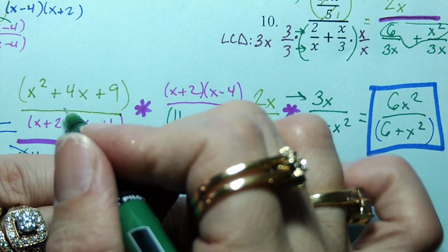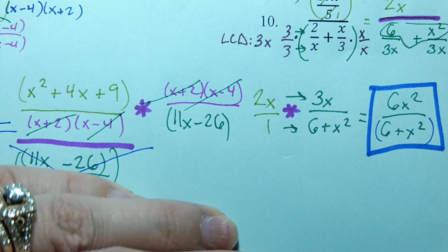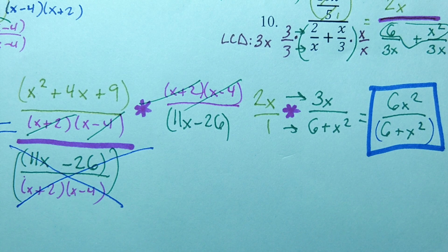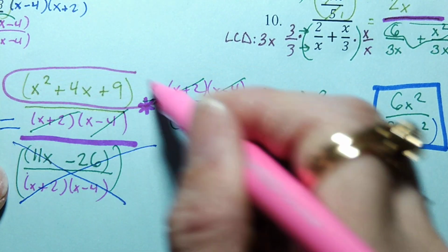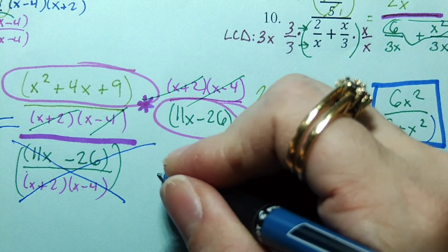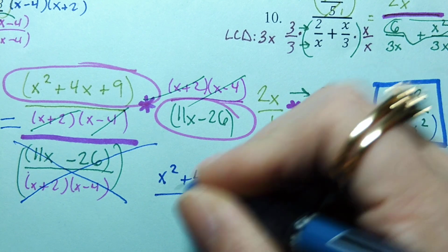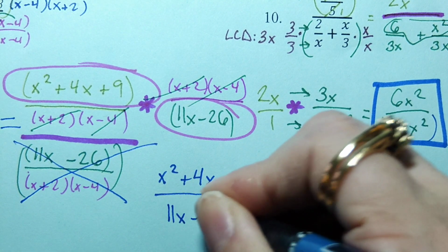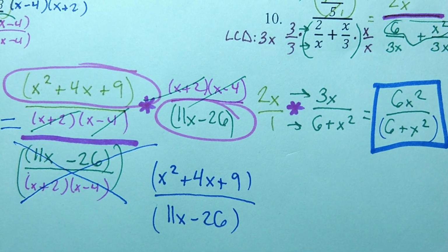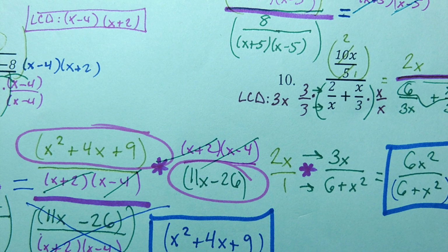The only things that will cancel are the x plus 2 and the x minus 4, so that what we are left with is this non-factorable business on the top and that non-factorable business on the bottom. So x squared plus 4x plus 9 all over 11x minus 26. Trap, trap. That's our final answer.